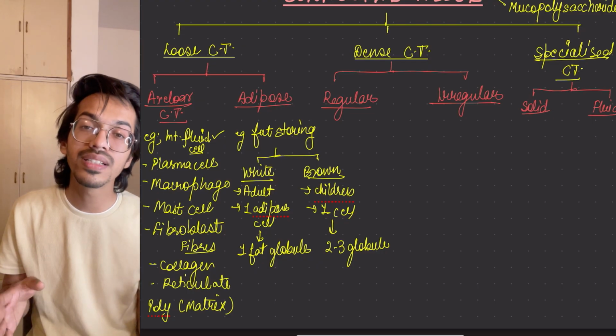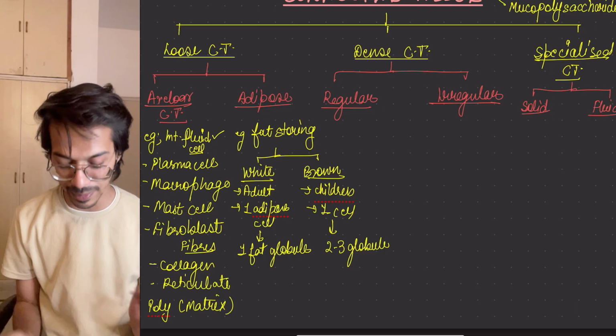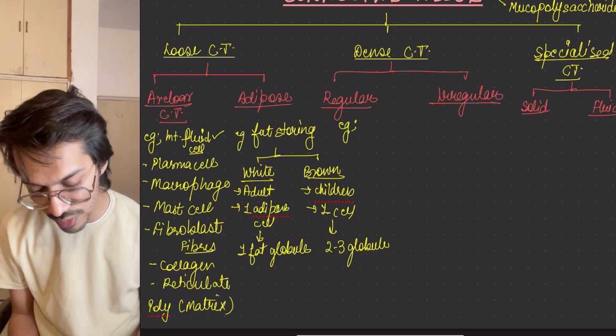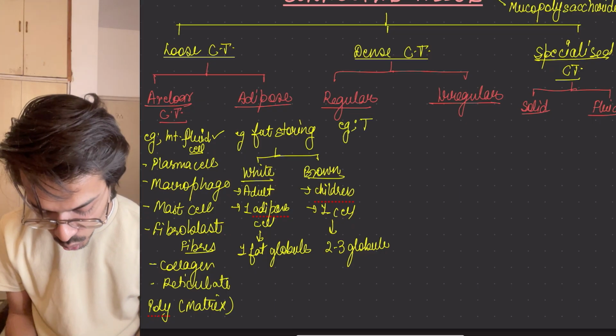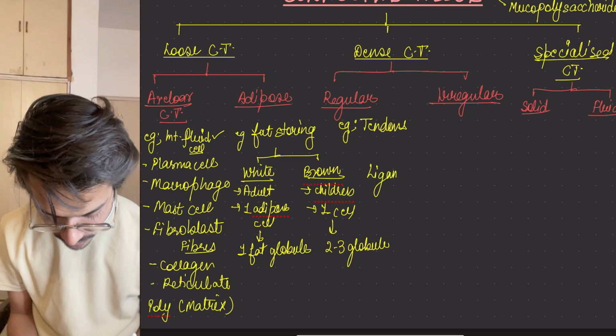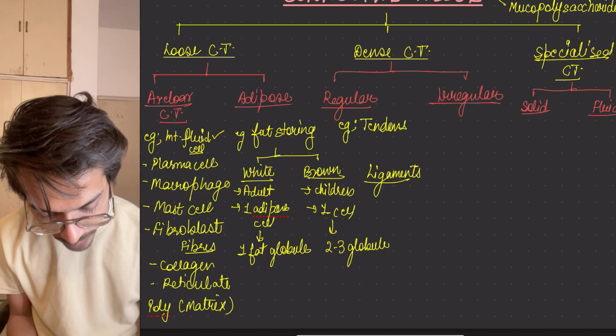Regular connective tissue means their fibers and cells are present in a regular arrangement, so it looks like a symmetrical thing. Examples you have to study. So what are the examples of it? Examples of regular connective tissue are two, that is tendons and ligaments. So tendons connect bone with the muscle.